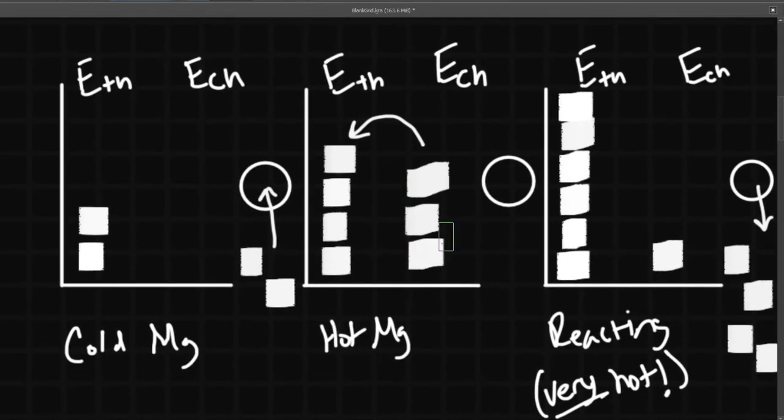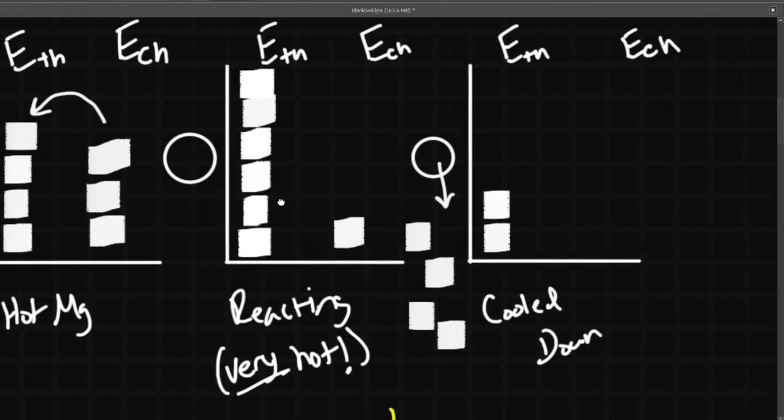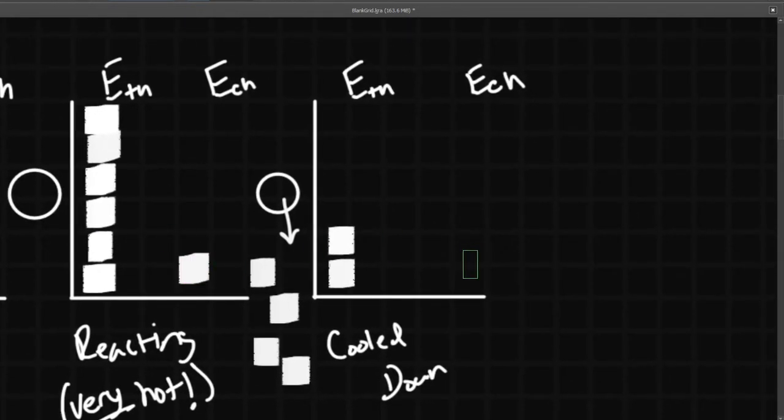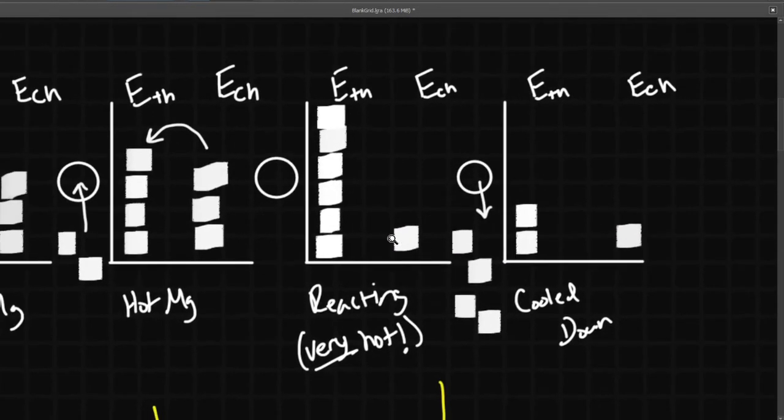Which means if there was 3 boxes here before it reacted, there must still be 3 boxes here. We just can't see them. And if there's 1 box here, there must still be 1 box here.